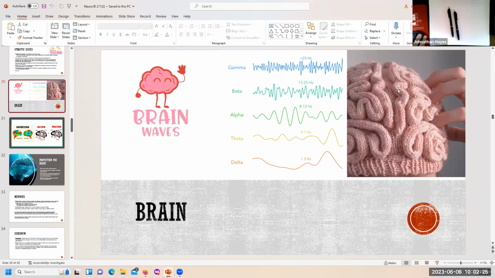So I thought that was kind of funny right there. But this little cap that somebody knit themselves, what they did is they knit the little gyri and the sulci in the brain. And that's actually neat to see it in 3D like that. I think that would be a good Christmas present for people this year. So if you're looking for ideas, I'm sure you can buy this thing on Etsy.